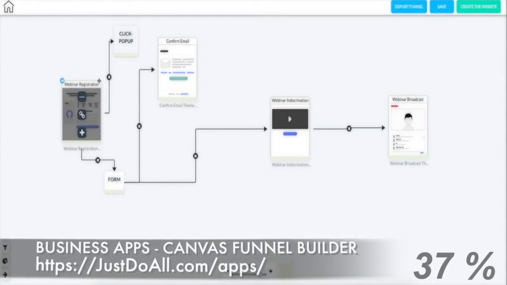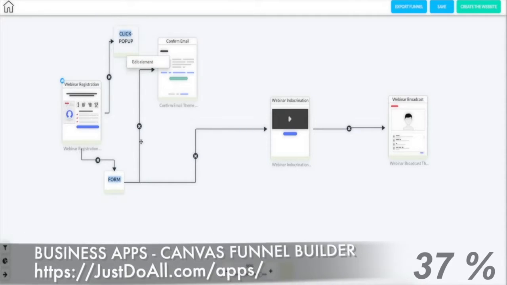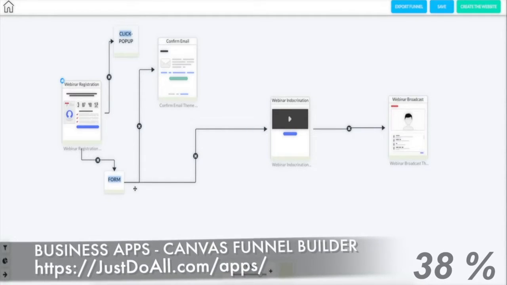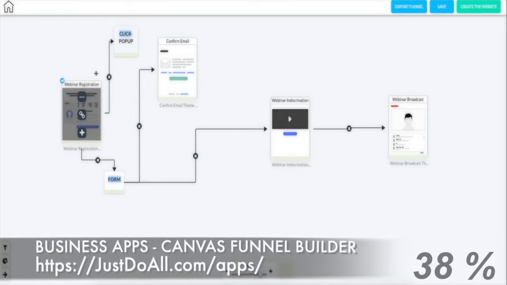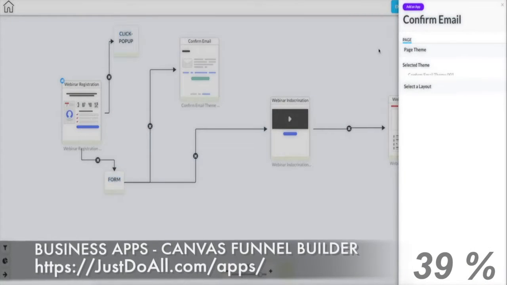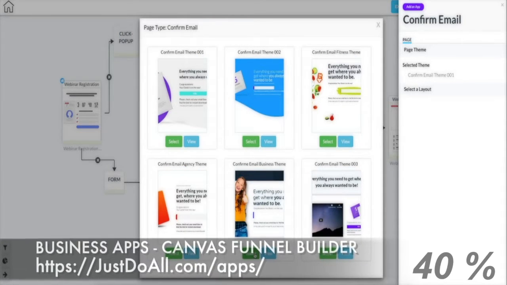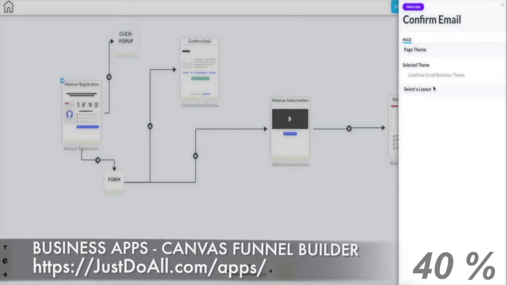If at any time instead of going through this page you just wanted to edit these, you could just right click and click Edit Element and it would take you to that same screen you just saw. And then for this is just the same. You can just edit the themes of any of the pages. For this type of page we have a few more. I'll just select one of these.